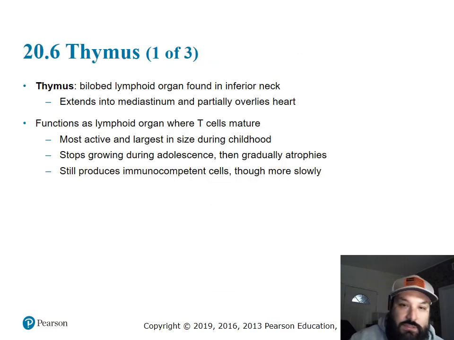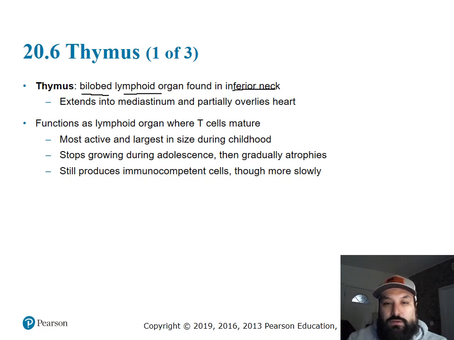Okay. Take a look at our thymus, right? It's bilobed, so it's a two-lobed organ. It's found in the inferior neck and extends into the mediastinum. Part of it actually overlies the heart, so looking at where the heart is located, the thymus actually touches the heart, overlies the heart. This is where T cells mature, right?